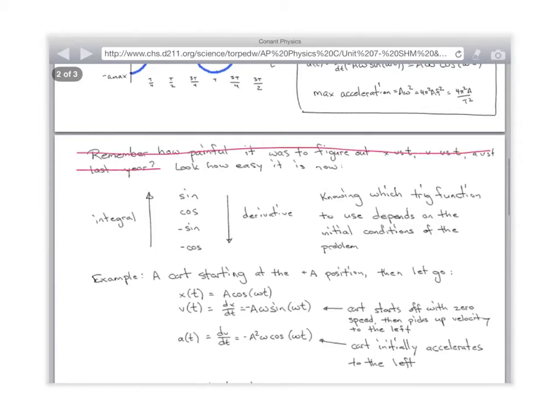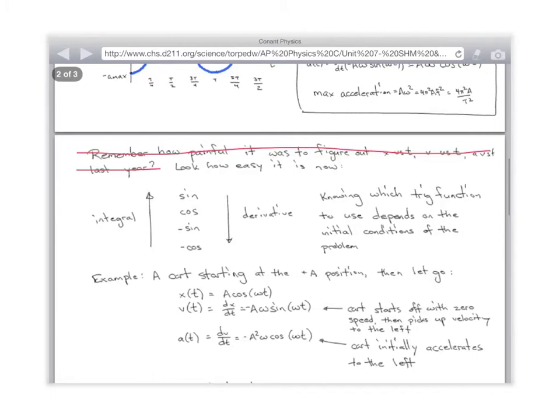Look how easy it is now to figure out position versus time, velocity versus time. You just take the derivative or the integral. Sine, cosine, negative cosine. So, for example, if you started the car out at the positive A position, then let go, what would its position function be, sine or cosine?